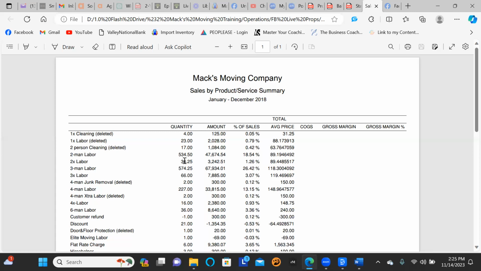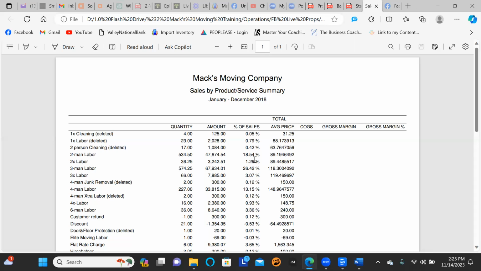So that's a crucial sign to saying that, okay, well, hey, my 2-man is definitely selling. And off that 2-man selling for that many hours, I made this much from the 2-man service. Okay. And out of the total 100% revenue, it makes up 18.5%.